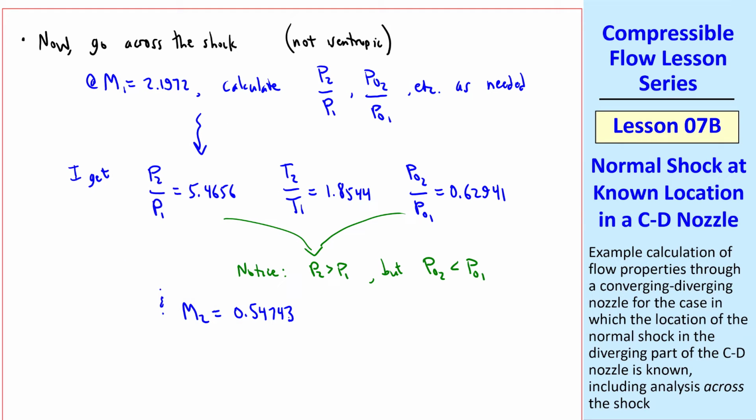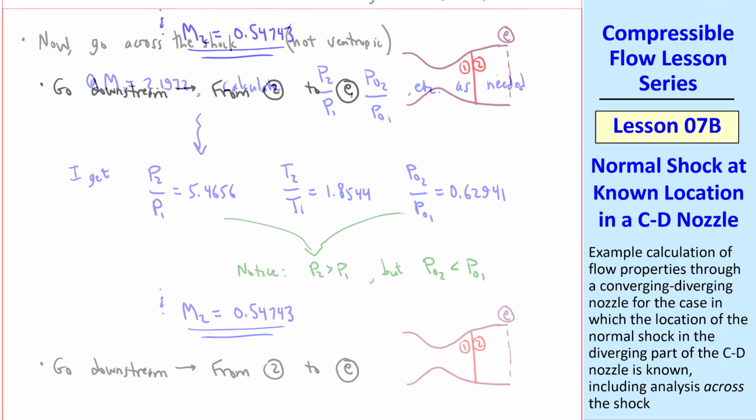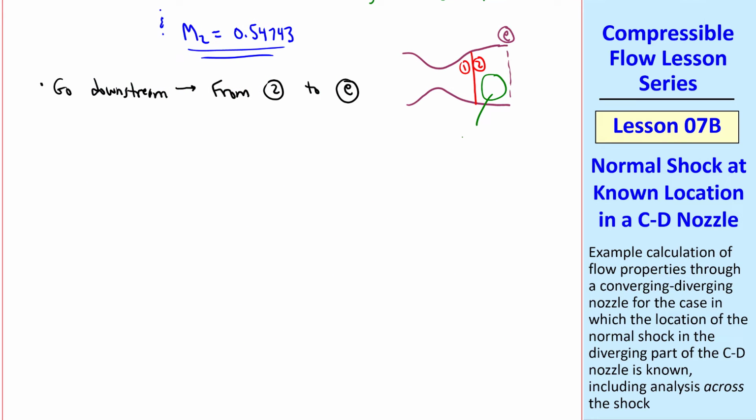We also can calculate Mach number 2. I get 0.54743. Now we have to continue our calculations downstream from point 2 to point E at the exit plane. We now know all the properties at 2, and this is subsonic flow here, so we should be able to go from 2 to E, keeping in mind that this flow is subsonic and isentropic downstream of the shock.